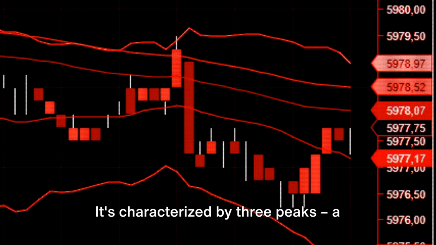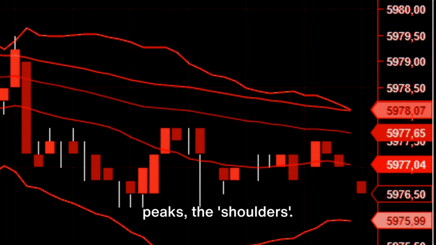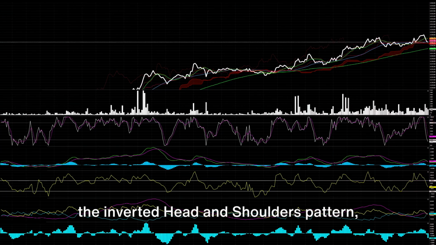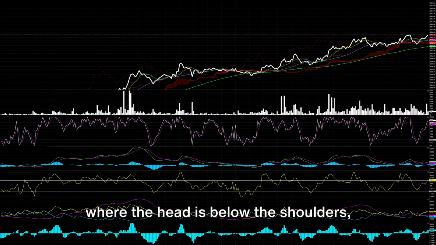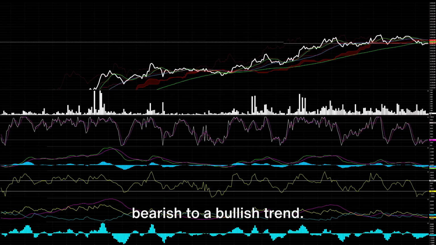It's characterized by three peaks, a higher peak, the head, between two lower peaks, the shoulders. However, in this case, we're looking at the inverted head and shoulders pattern, where the head is below the shoulders, indicating a potential reversal from a bearish to a bullish trend.